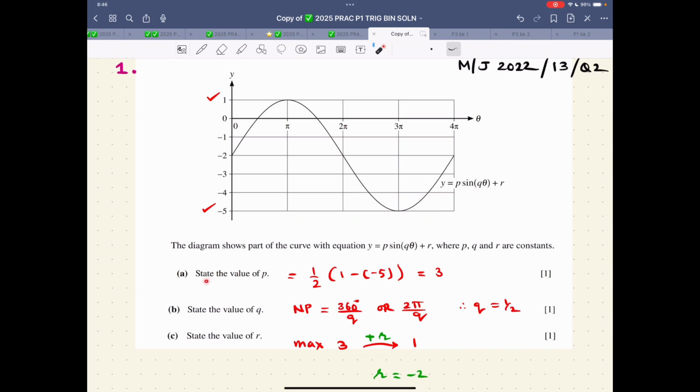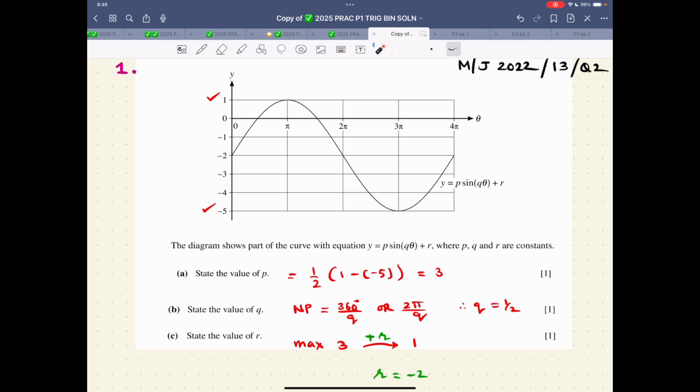So now it says, state the value of P. Maximum value, 1. Minimum value, -5. The difference, divide by 2, is 3. You can also see, if I draw a line over here, this is 3 units, that is the amplitude. This is 3 units, that's the amplitude.